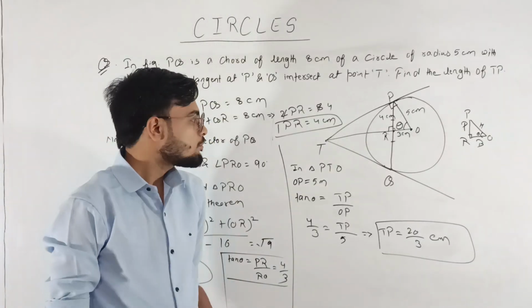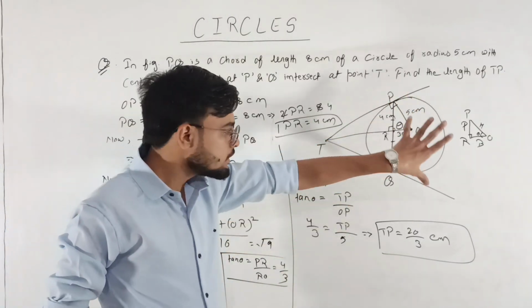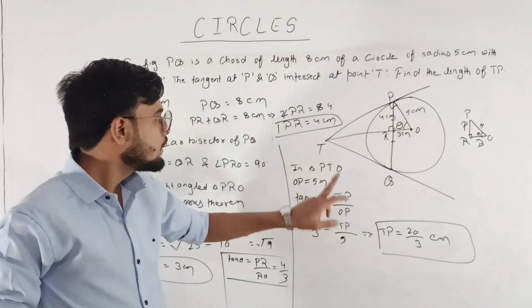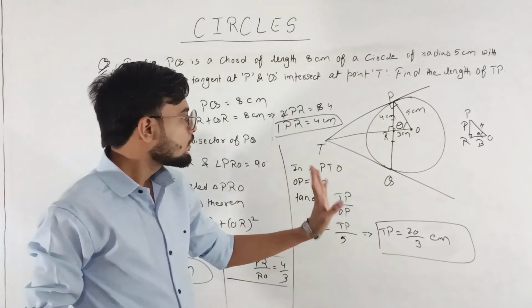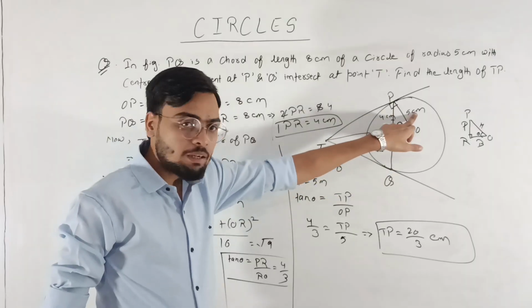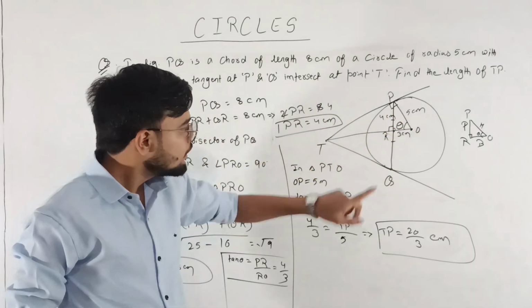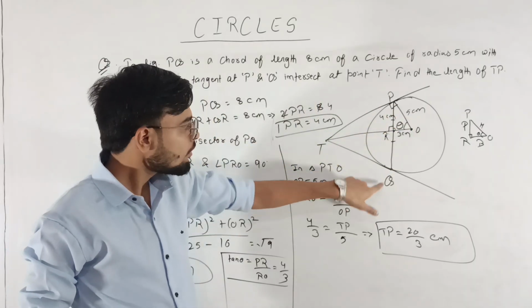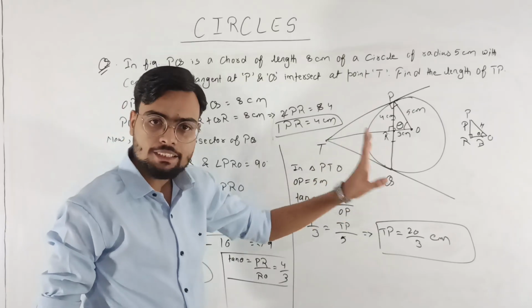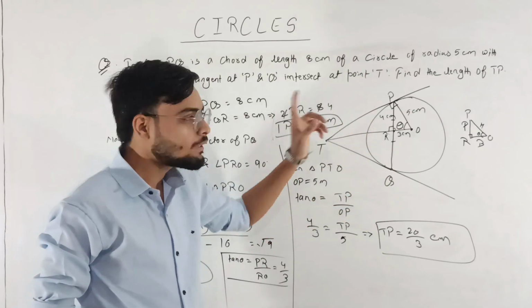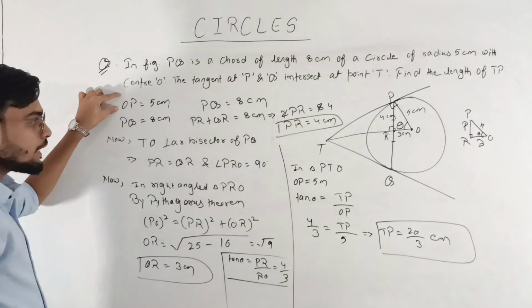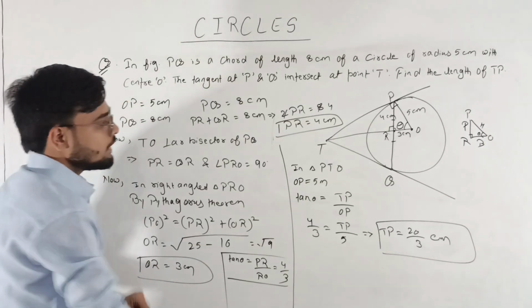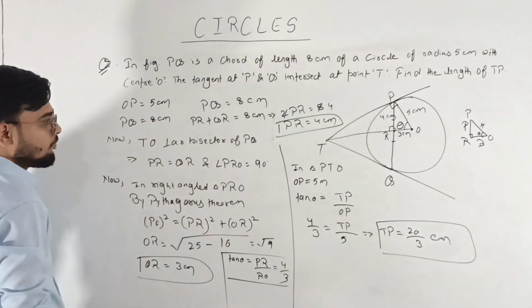Okay, let's see one more time. Question said what? There is a circle with center O and two tangents TP and TQ drawn from the same external point T. The radius of the circle is given as 5 centimeter, and this circle has one chord which is PQ, and the length of PQ is also given, which is 8 centimeter. Then we have to find the length of TP. So for this, first I write what is given. OP is radius, 5 centimeter given, PQ is chord, which is given 8 centimeter.